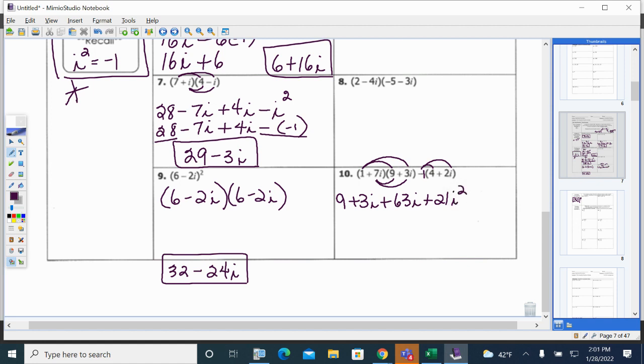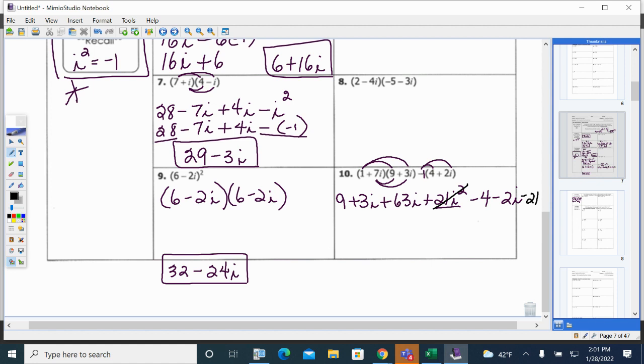I'm going to keep going. Negative 1 times 4 is negative 4. And negative 1 times 2i is a negative 2i. Now, I'm going to show you my little shortcut. As soon as I see this 21i squared, I know that i squared is equal to negative 1, and negative 1 times positive 21 is going to be negative 21. So to save myself multiple steps, what I do is I mark that out and then add a minus 21 on the end. So I take care of those squares as I'm working.